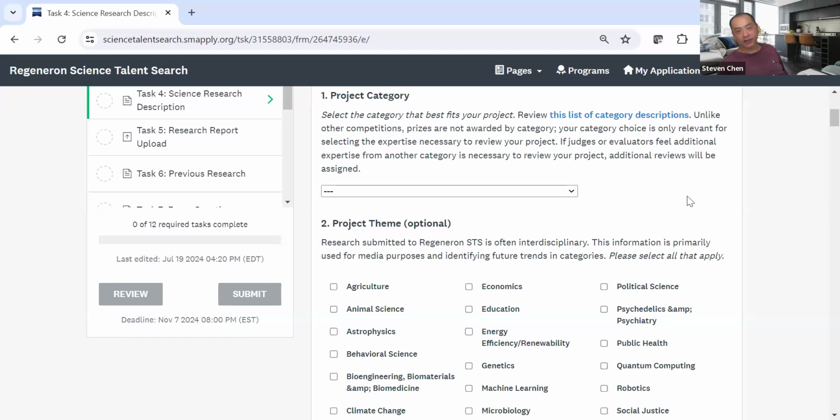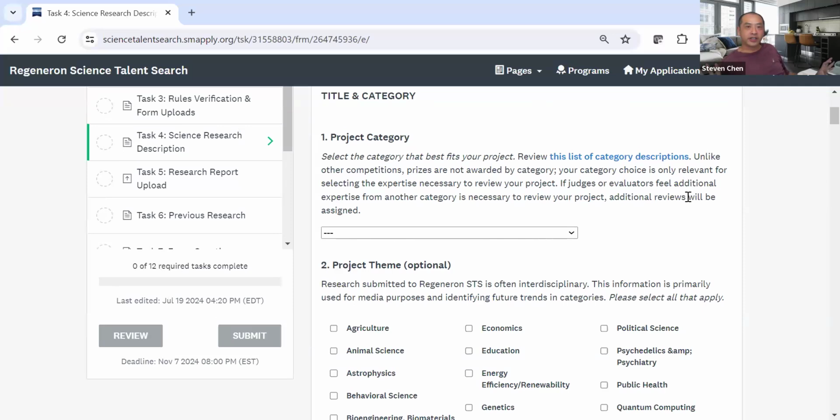And after choosing a project category, you need to choose a project theme. For the project category, here's the thing. Each category has its own judges. Basically, your product will be primarily first judged by people within this category. That's why choosing the correct category is so important. You don't want your project to be judged by people who don't understand what you did.